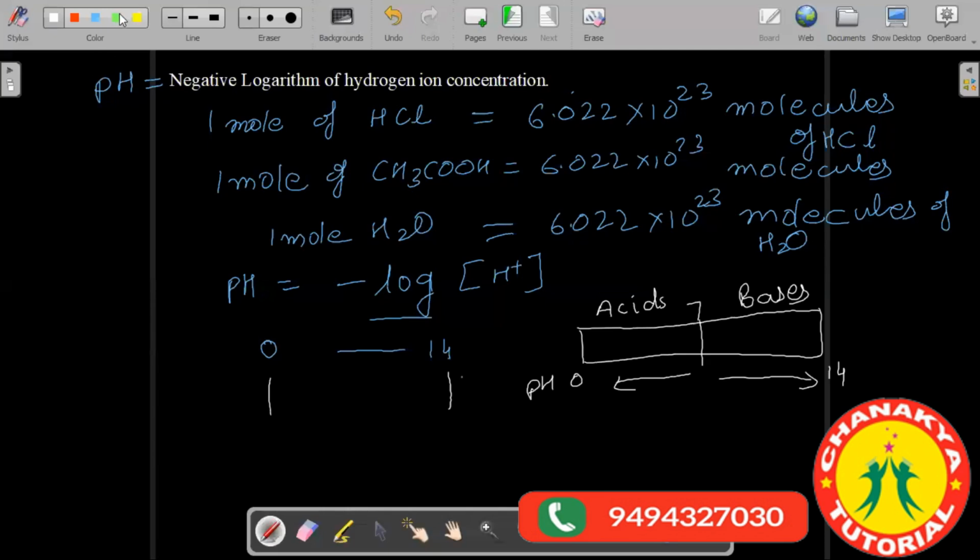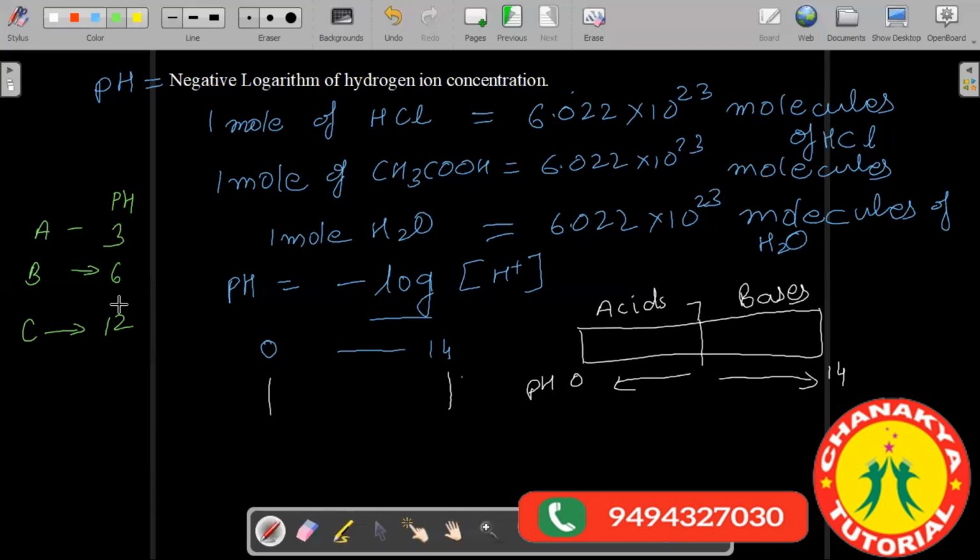So if I have three solutions, let's say solution A, solution B, and solution C. Solution A has a pH of 3, B has a pH of 6, C has a pH of 12. Out of the three solutions, which solution is more acidic? A. A is more acidic, and which one is basic? C. C is more basic.